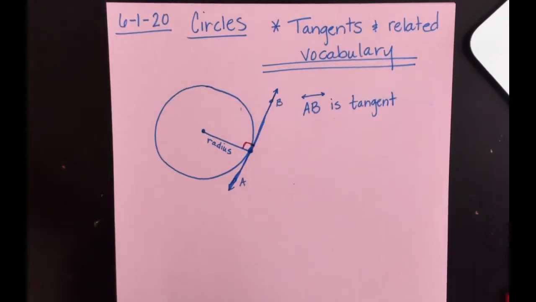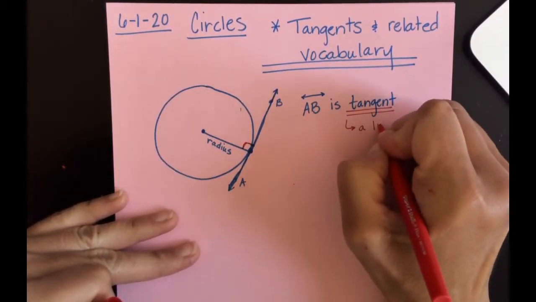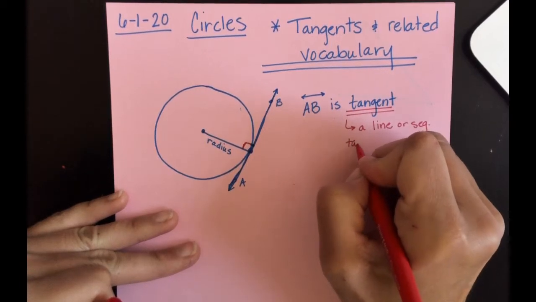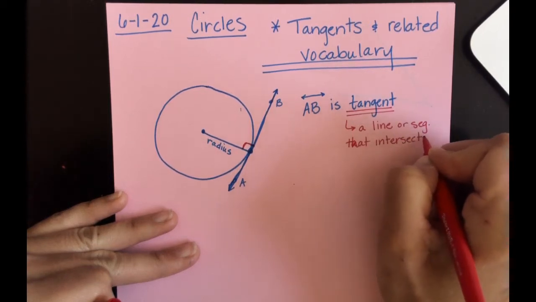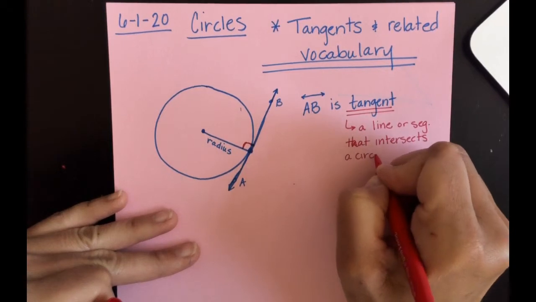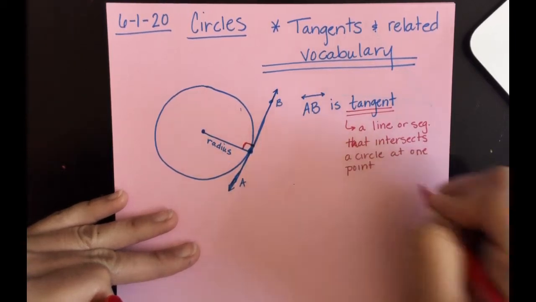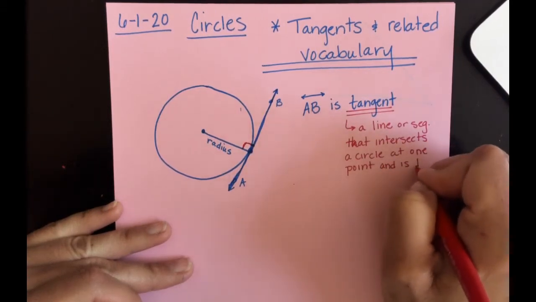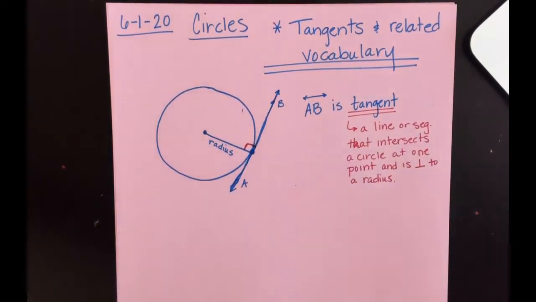So when we define tangent as a definition, a line or segment that intersects the circle at one point and is perpendicular to a radius. Now notice I didn't say the, because there's a number of radii, so it will be perpendicular to a radius.